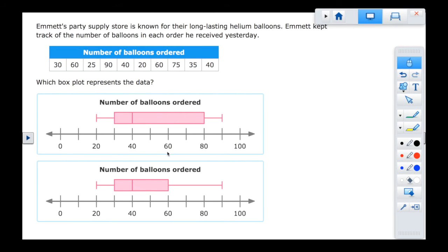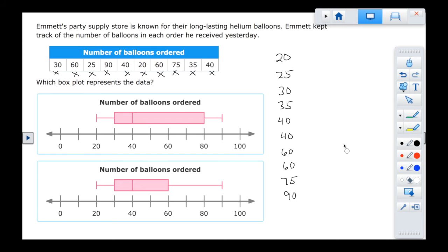So we're going to create another box and whisker. First, put the data in order. Okay, now I have the data in order. I'm going to count how many there are. 3, 4, 5, 6, 7, 8, 9, 10. Again, there's 10. So the median is going to be between the 5th and 6th number. Well, right now the 5th and 6th number are the same. So there's really no calculating. If they're the same, the median is going to be 40. Okay, both box and whiskers, the median is 40.